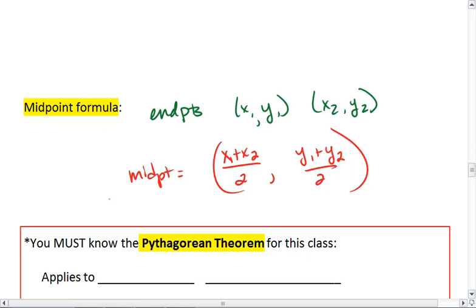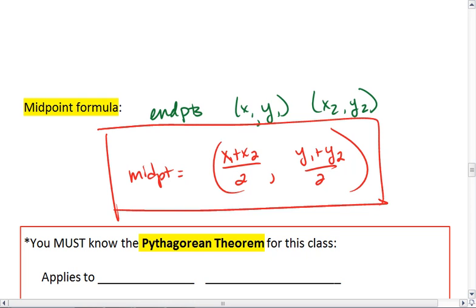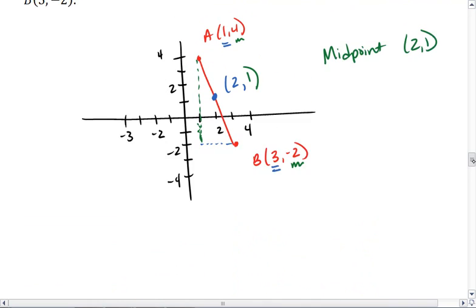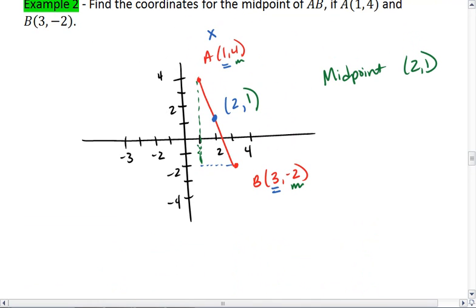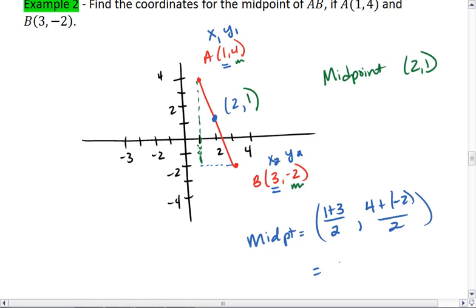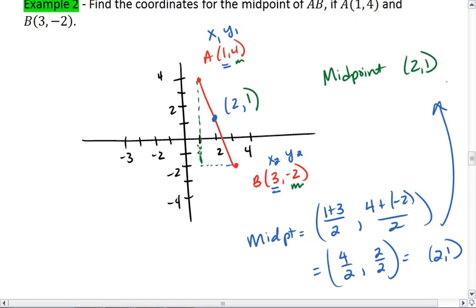So we see that our midpoint formula is this ordered pair, x1 plus x2 over 2, comma, y1 plus y2 over 2. And we could use the same thing above if we wanted. We could let A be x1, y1, and B be x2, y2. Then the midpoint would be x1 plus x2 over 2, comma, y1 plus y2 over 2. This gives us 4 over 2, comma, 2 over 2, which is the ordered pair 2, comma, 1. And that matches with what we found above.